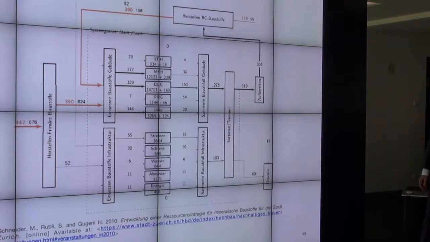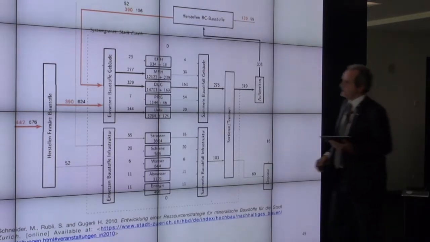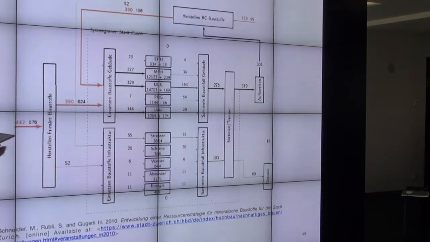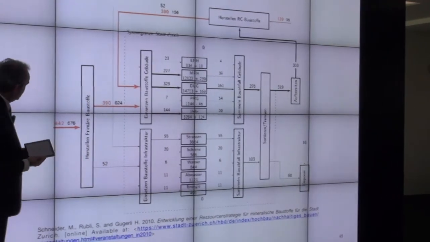Somebody here at ETH in 2009, 2010 made a very interesting paper. It's called Entwicklung einer Ressourcenstrategie für mineralische Baustoffe für die Stadt Zürich. And it's online, you can find it. But it has literally this idea of stocks and flows built into this illustration.